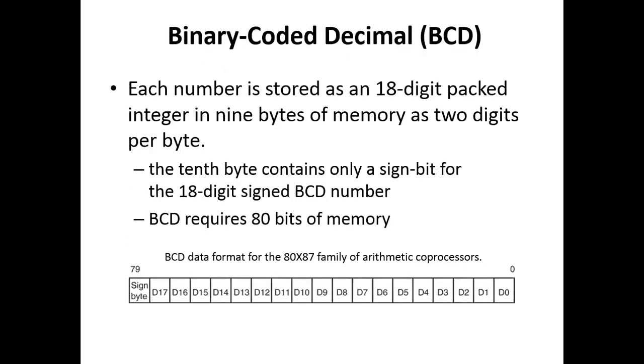The next data type is binary coded decimal. Each number is stored as an 18-digit packed integer in 9 bytes of memory as 2 digits per byte. The 10th byte is only the sign byte for the 18-digit signed BCD number. So BCD requires 80 bits in memory, which is represented in the following diagram, where it ranges from 0 to 79, and the leftmost byte is represented as the sign byte, and the remaining D0 to D17 represent the data bits.